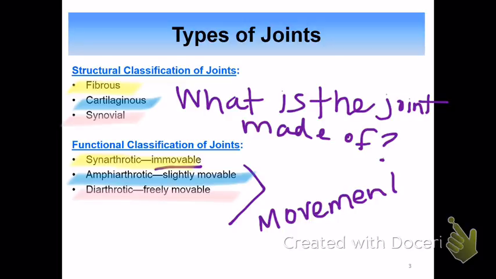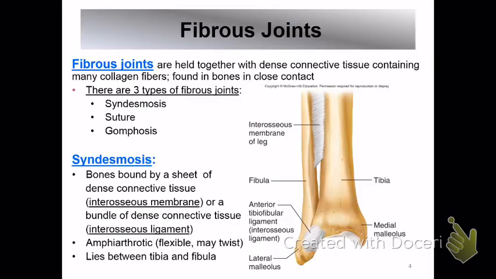There are 3 types of structural classifications. There are joints that are made out of fibers, joints that are made out of cartilage, and joints that are synovial, which have fluid. And then as far as function, there are joints that don't move, synarthrotic, joints that move just a tiny bit, amphiarthrotic, and joints that move a lot, diarthrotic. So 3 types in each.